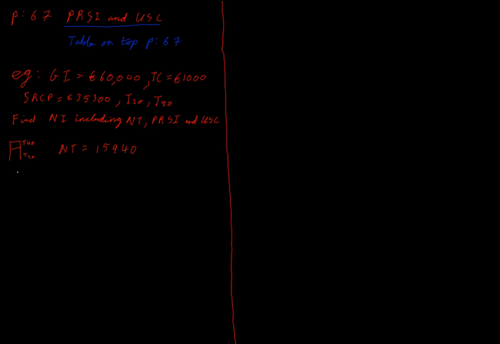Now for the new bit, PRSI. So if we look at the table on the top of page 67, it's going to tell us what we need to do. It's important for PRSI and USC that you simply follow the instructions that they give you in the table. If you do that, you'll get your full marks. So what does it tell us in the table? We want to get 4% on the gross income over €18,304. So we need to know how much of our income is above 18,304.